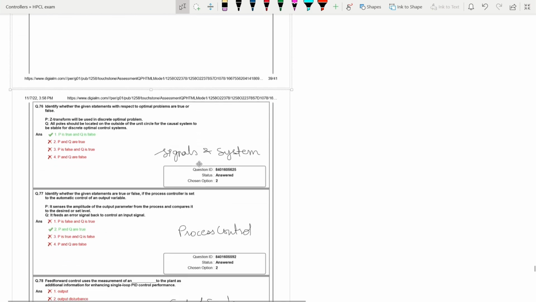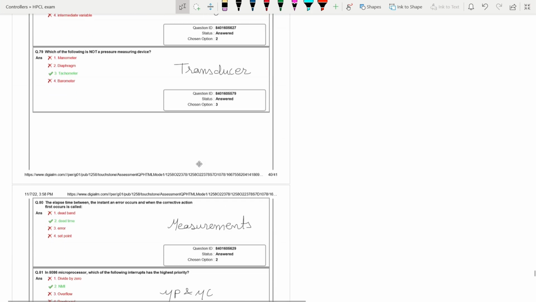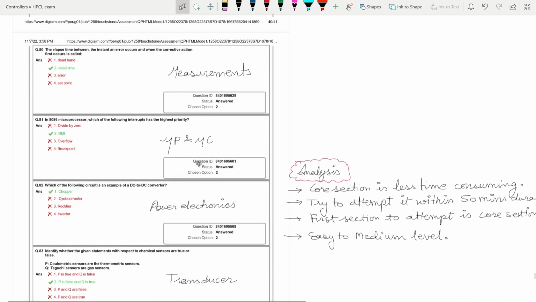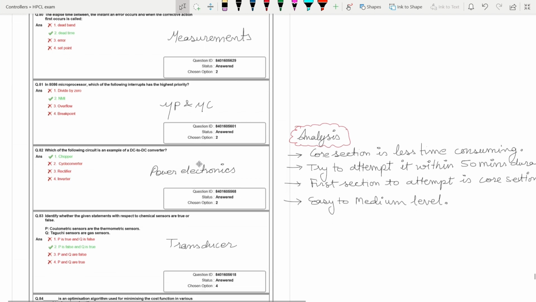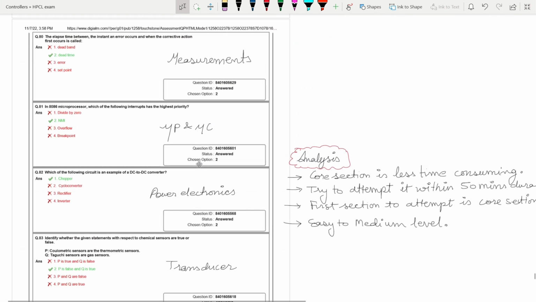HPCL exam. The next one is signals and systems, process control, control system, and transducer. Again, the questions from measurement, microprocessor, microcontroller, power electronics, transducer, machine learning, and IoT. So this is the end of this particular section.